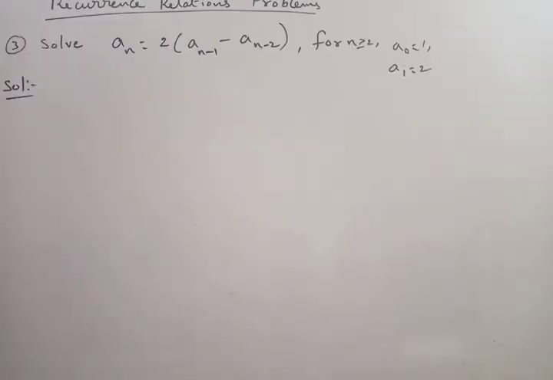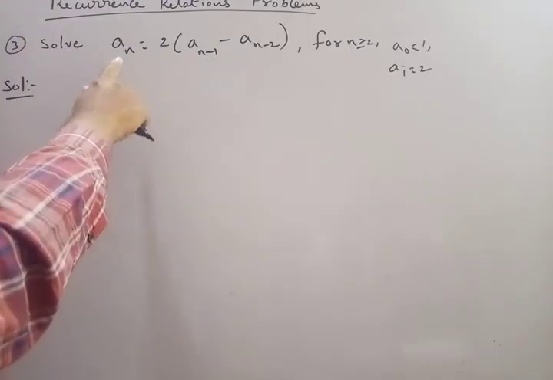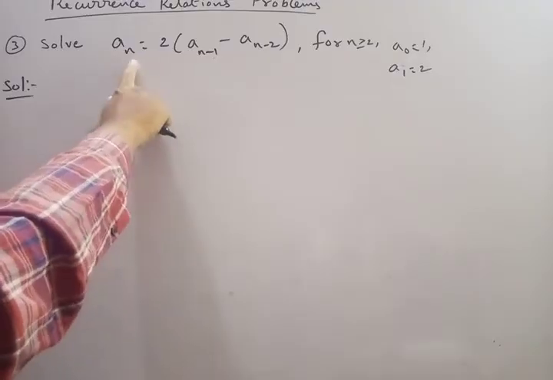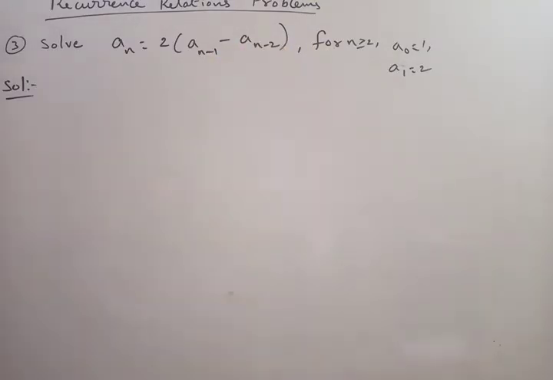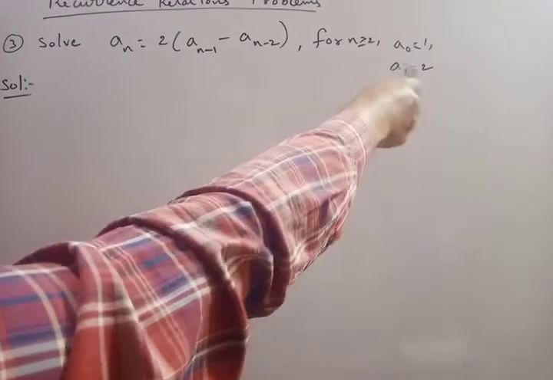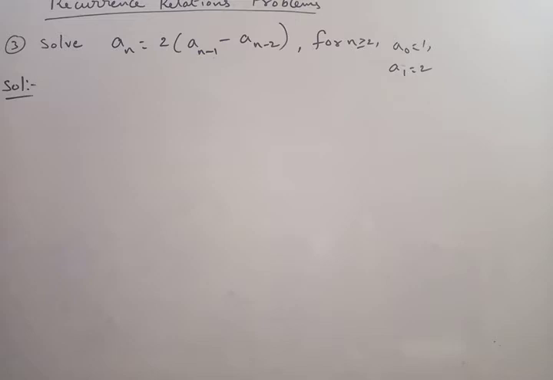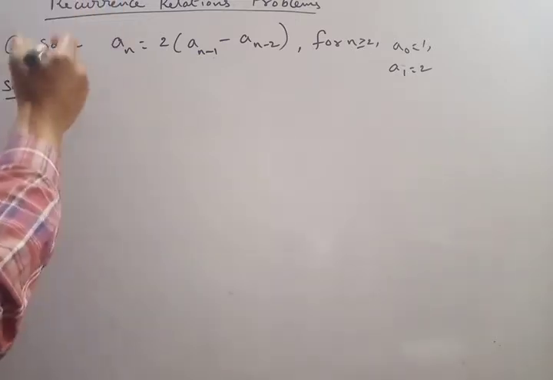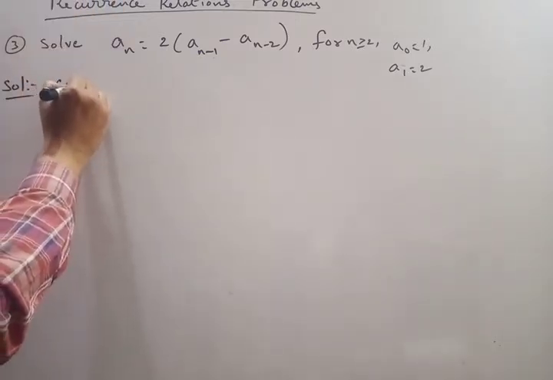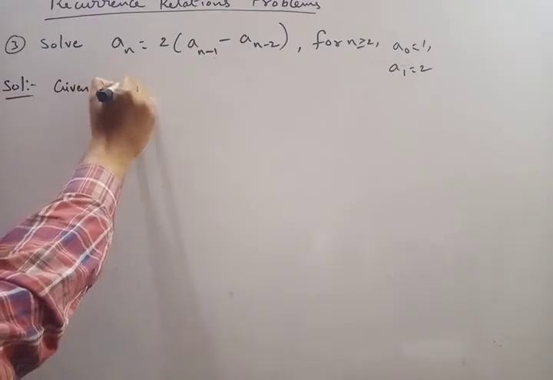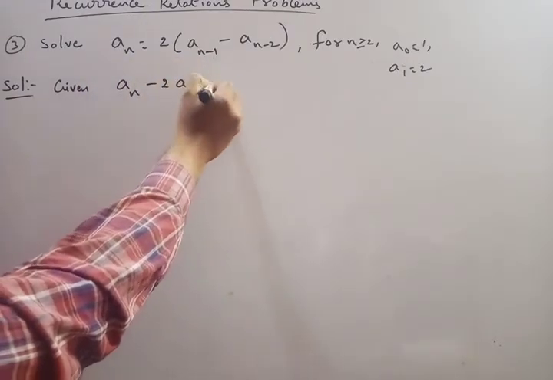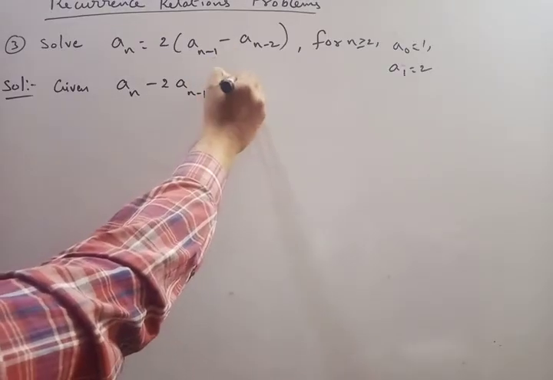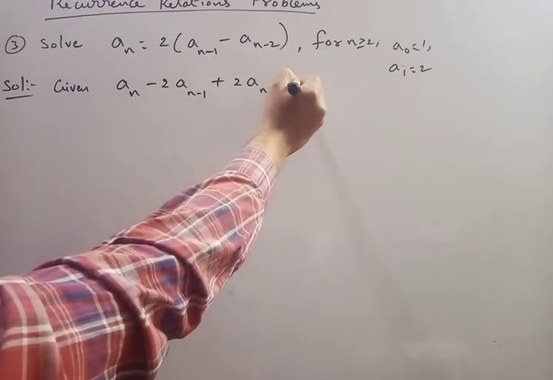Next, problem number 3, ma. See here. Given: solve an is equal to 2 into an minus 1 minus an minus 2 for n greater than or equal to 2. Initial conditions are a0 is equal to 1 and a1 is equal to 2, ma. Understand? So now how to solve here? Given can be written as, bring all terms to this side: an minus 2 an minus 1 plus 2 an minus 2 is equal to 0.